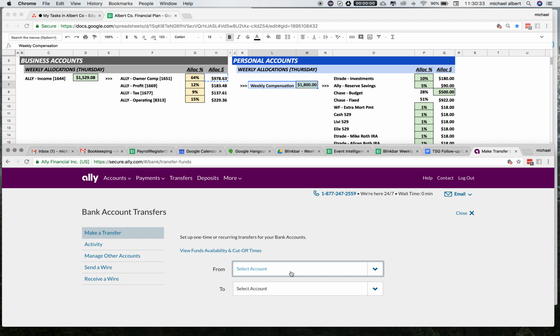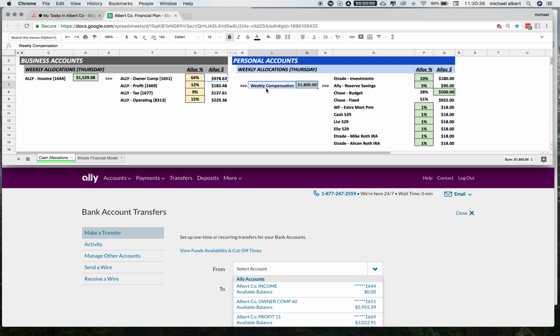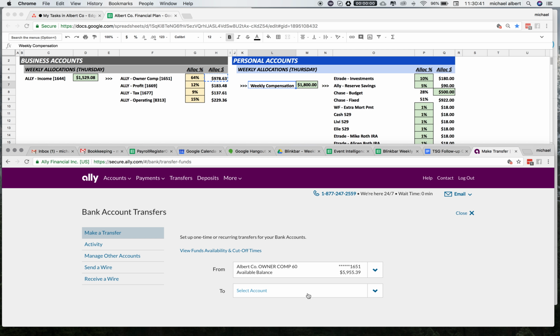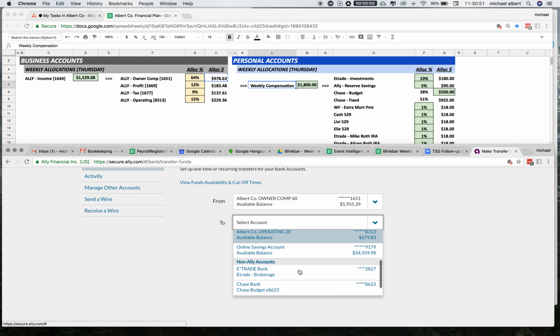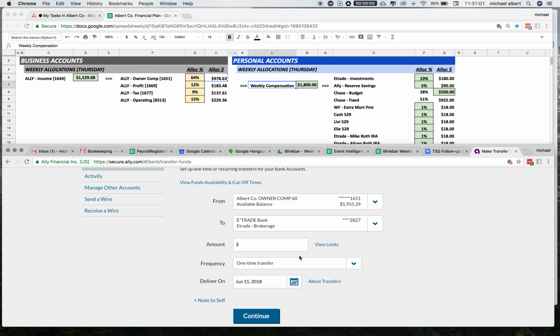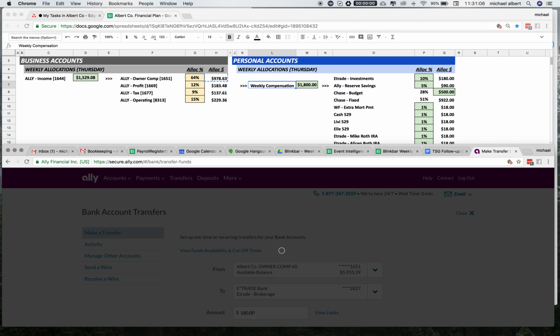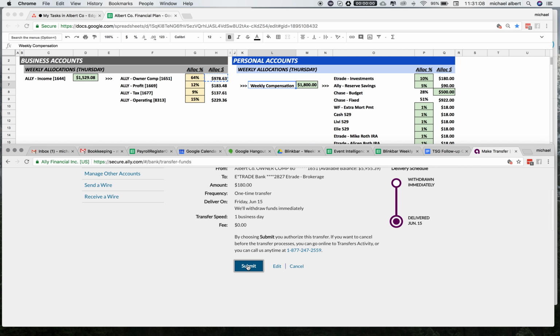So first allocation I'm going to do is I'm going to take it out of my owner's comp account, because that's where I pay myself from. And in total, we're going to take 1,800, but we're going to split it up into all of these different allocations. And there's only a few of these that I'm actually going to do with you guys here. Some of them I'll do separately. So from my owner comp to my E-Trade brokerage account, we're going to do 180. Continue and submit.